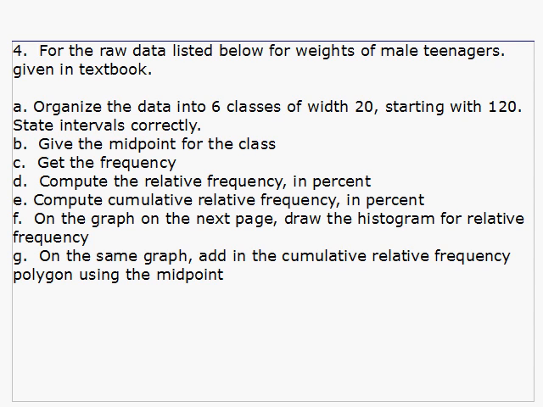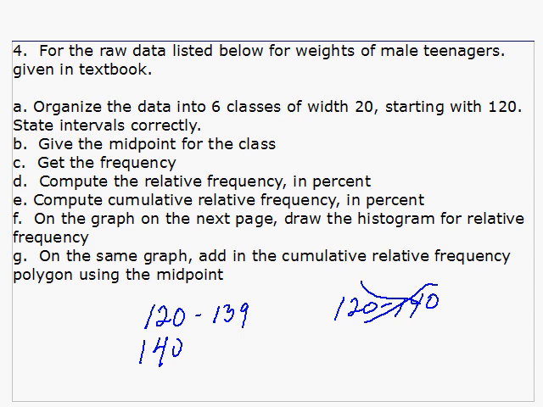Let me write a little something here on the classes. You're going to start with 120, and the width is going to be 20, so the next one is 140. So where is this one going to end? 139. This is what you don't do: you don't go 120 to 140. Don't do that. You do it like this. And the next one is going to be 160, so this will end at 159. And your classes are going to look like that.